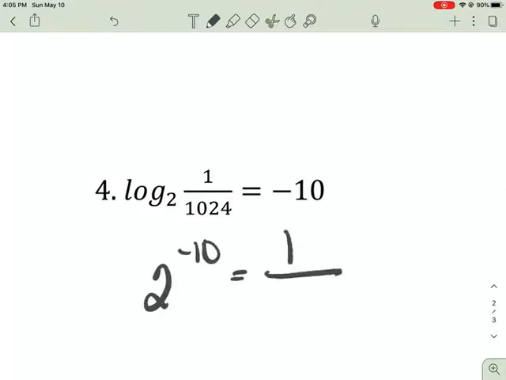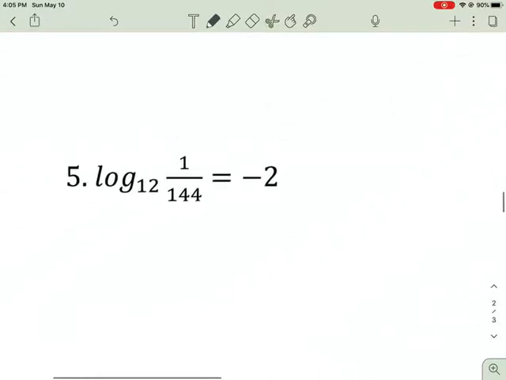Try the next couple. 2 to negative 10. And we'll see if we all get the same answer.